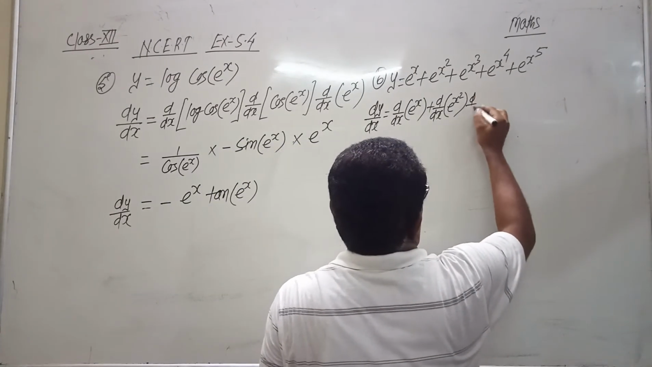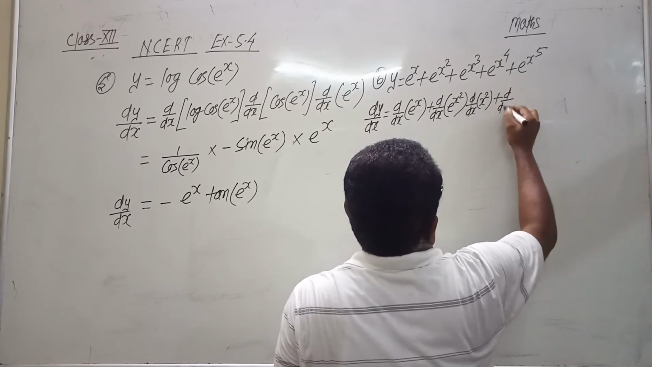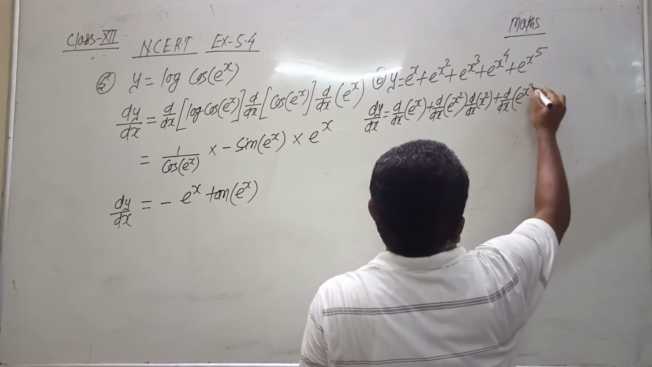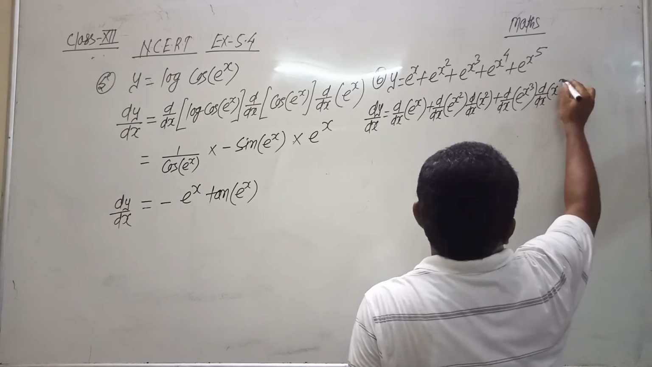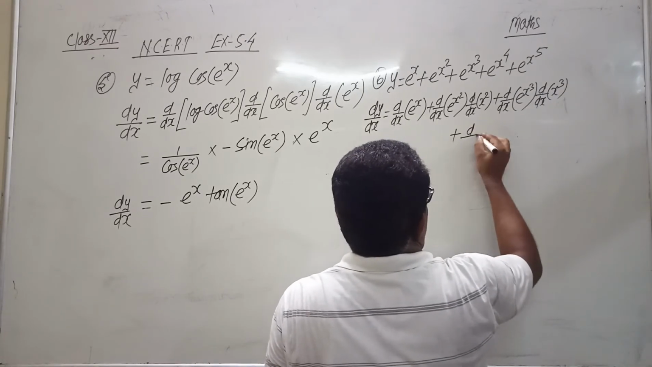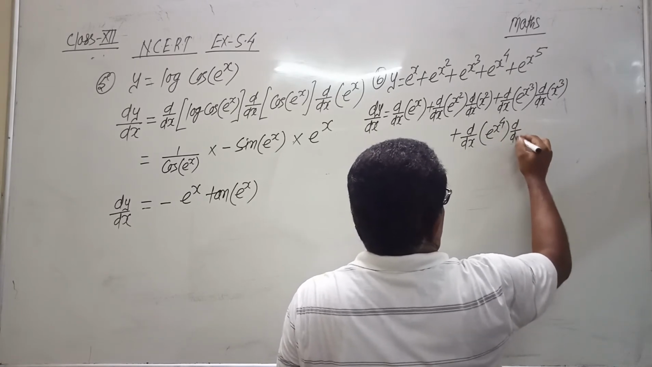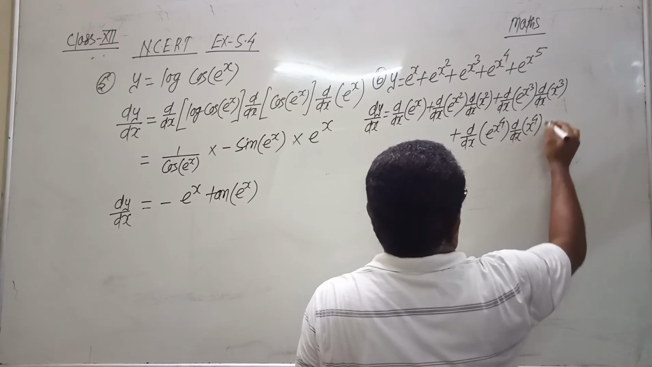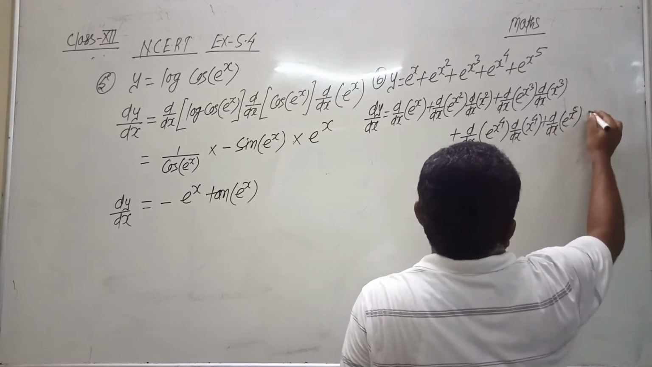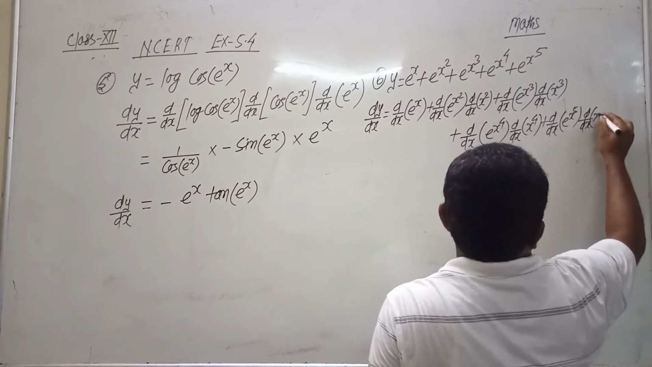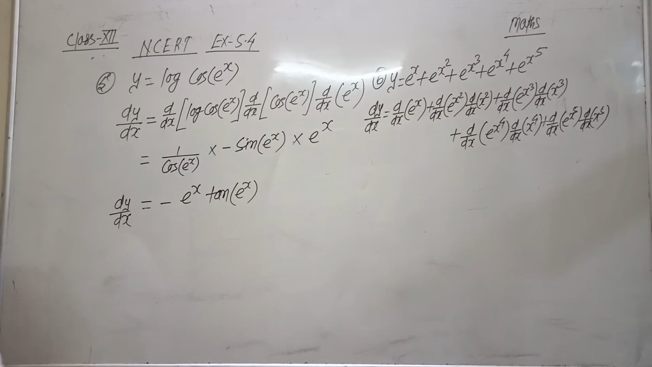So d by dx of x square plus d by dx of e raised to the power x cube. Again drop e. So d by dx of x cube plus d by dx of e raised to the power x4. Drop e. So d by dx of x raised to the power 4 plus d by dx of e raised to the power x5. Again drop e. So d by dx of x raised to the power 5. So we have written in the differential coefficient term.